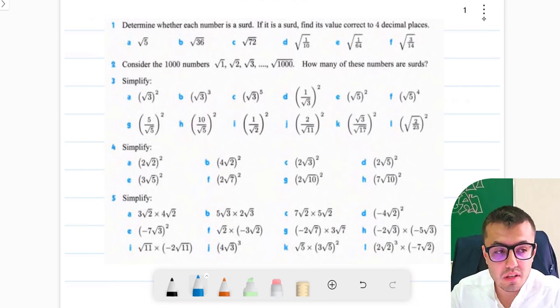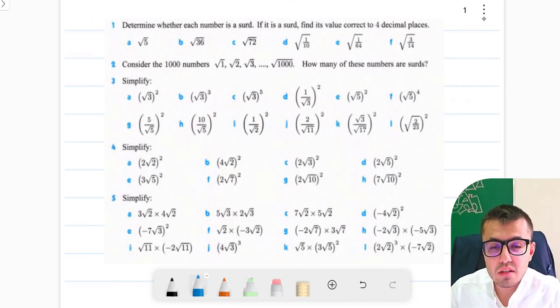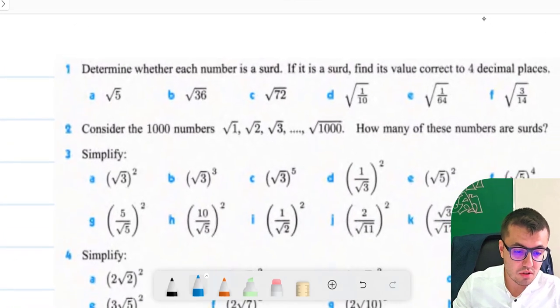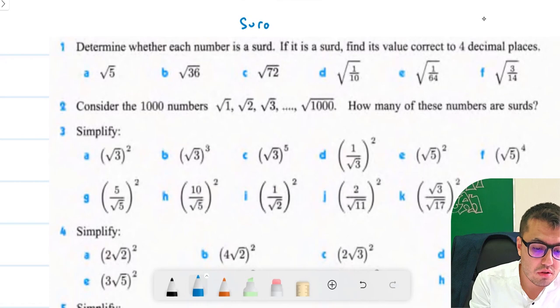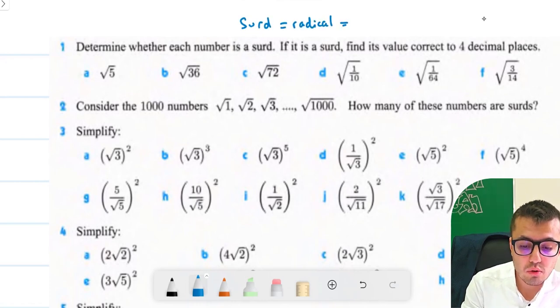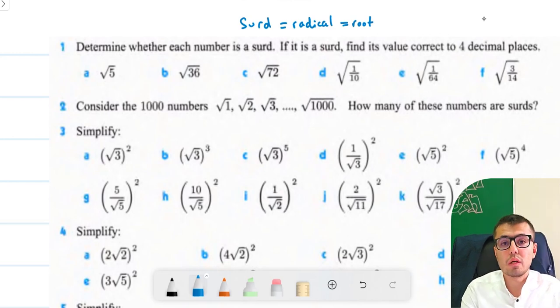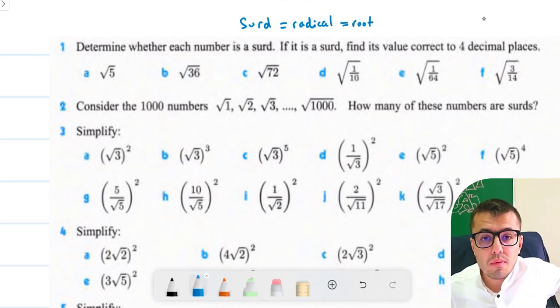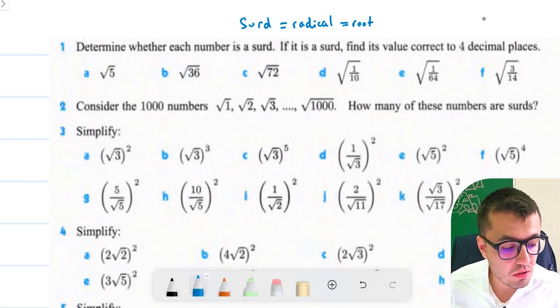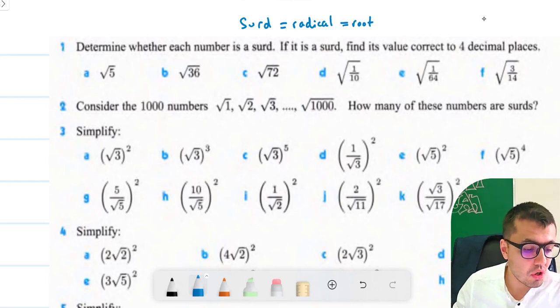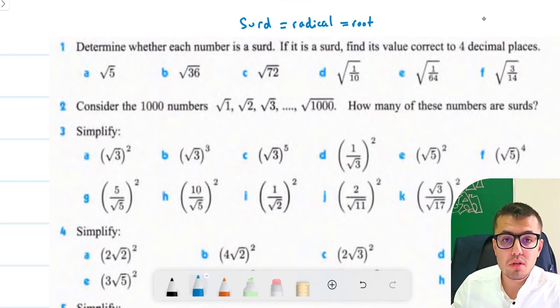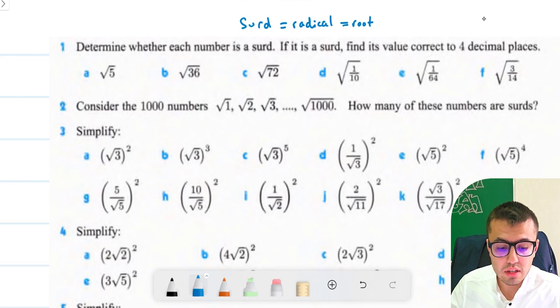Now we will start with surds, radicals, roots. They are synonyms. Surd, radical, or root of something, square root, cubic root. They're all kind of synonyms. So in the first question, it says determine whether each number is a surd.